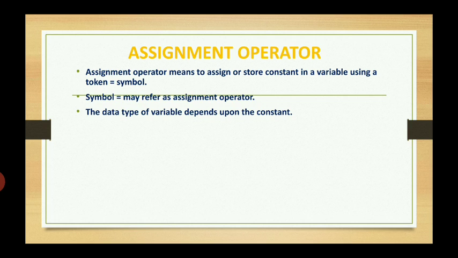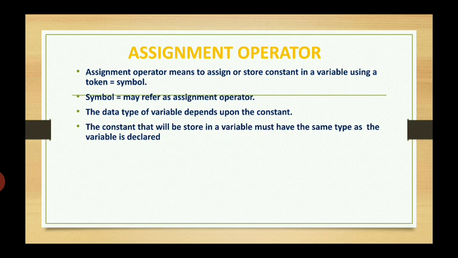The data type of a variable depends upon the constant. The constant that will be stored in a variable must have the same type as the variable is declared. So, when we want to store an integer value, then we have to create a variable of integer type. If we want to store a decimal value, then we have to create a variable of floating type. Then only it will be able to hold that type of value.